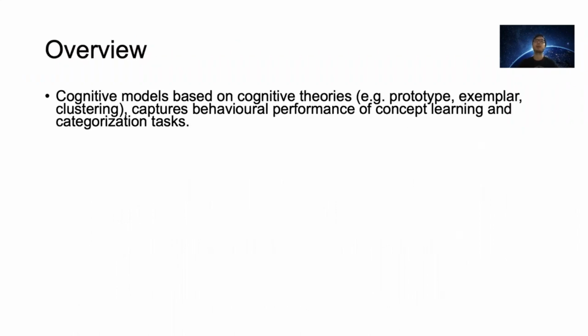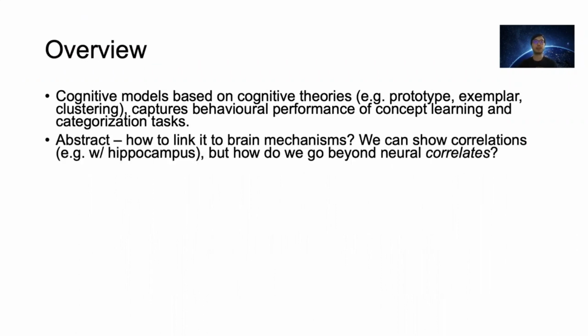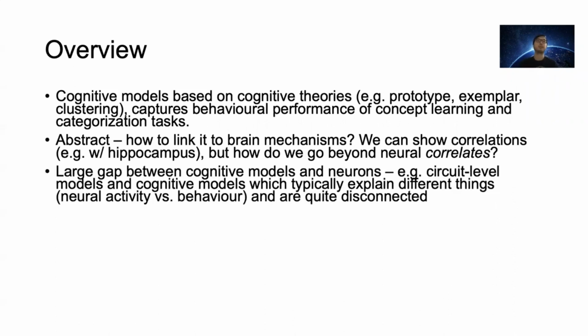So we have these cognitive models based on cognitive theories, which are able to capture behavioral performance of concept learning and categorization tasks very well. But they're typically quite abstract. It's difficult to know how we can link these models to specific brain mechanisms. We can show correlations, such as those of internal model representations with those of the brain, such as the hippocampus during learning. But how do we go beyond neural correlates? There's a large gap between cognitive models and neurons.